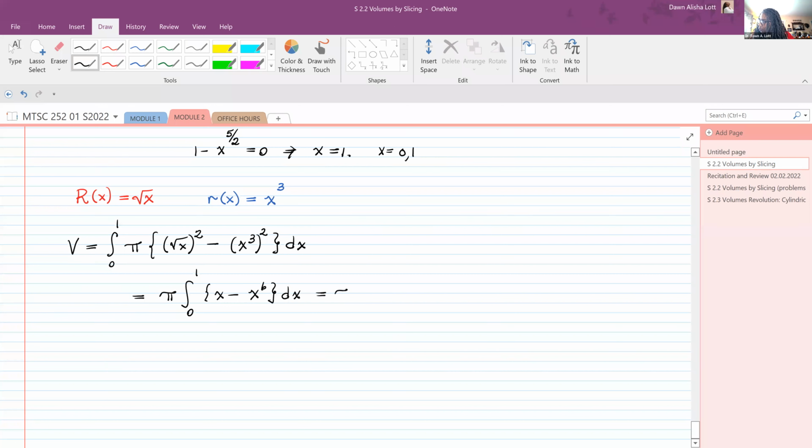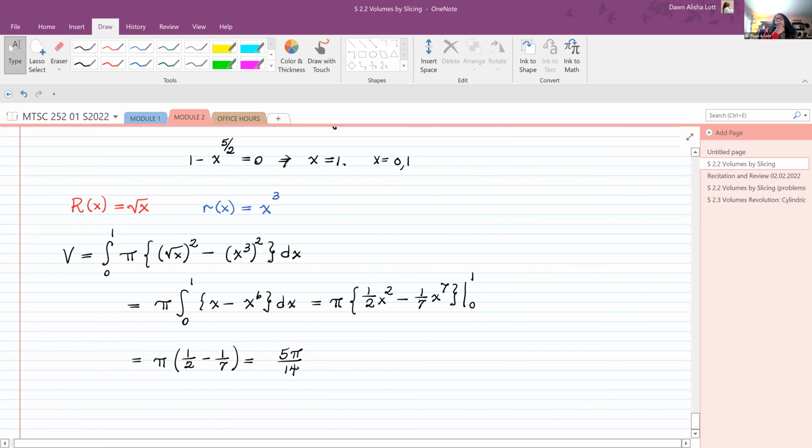So you get pi times 1/2 x squared minus 1/7 x to the 7th, evaluated between 0 and 1. So that's pi times 1/2 minus 1/7, which is 5 pi over 14. I think that's the answer. And that is right.